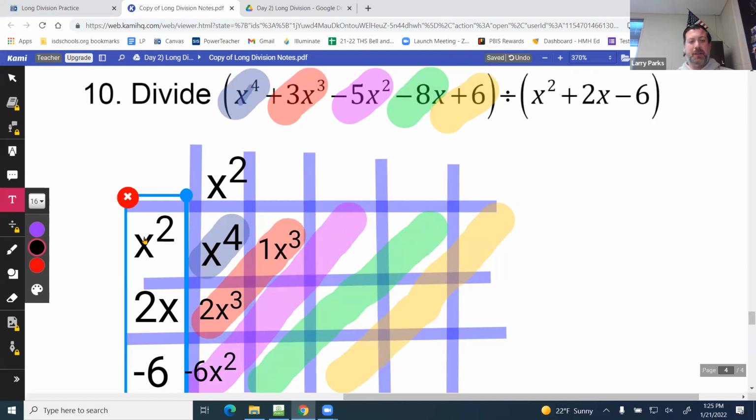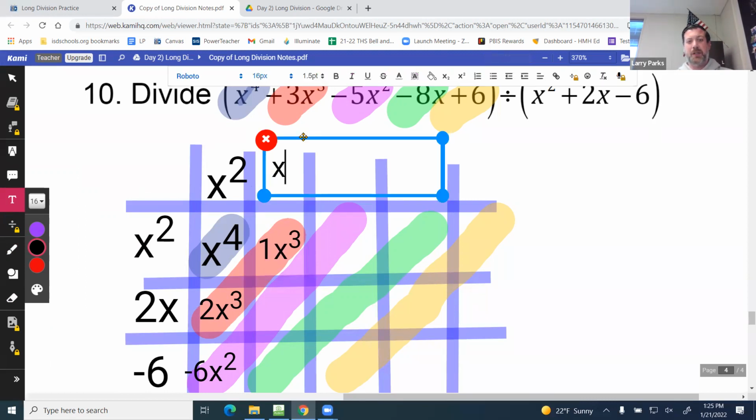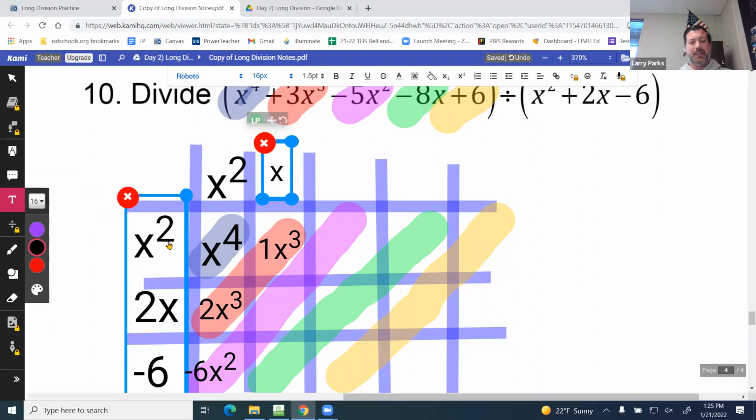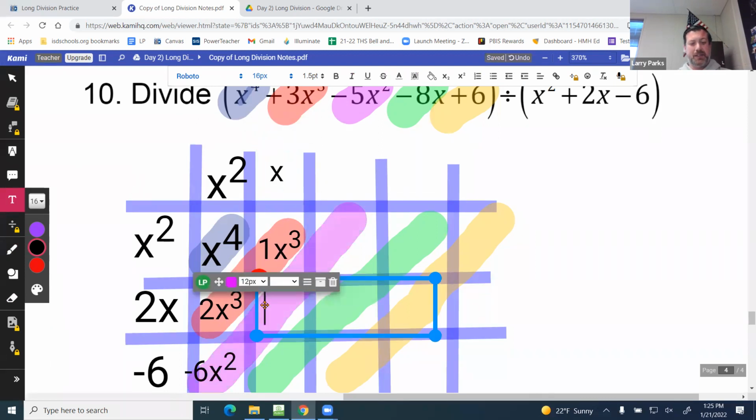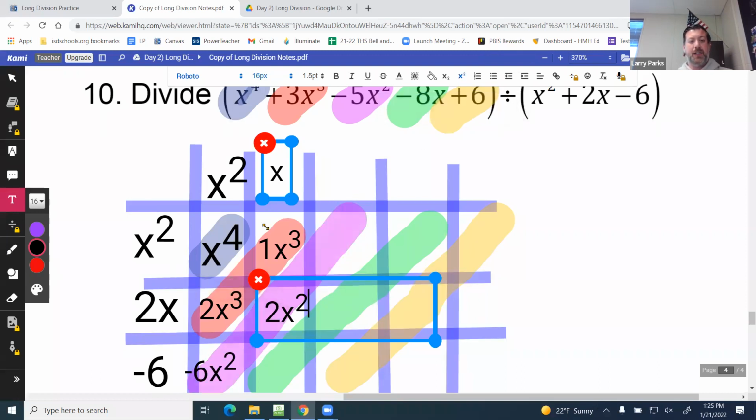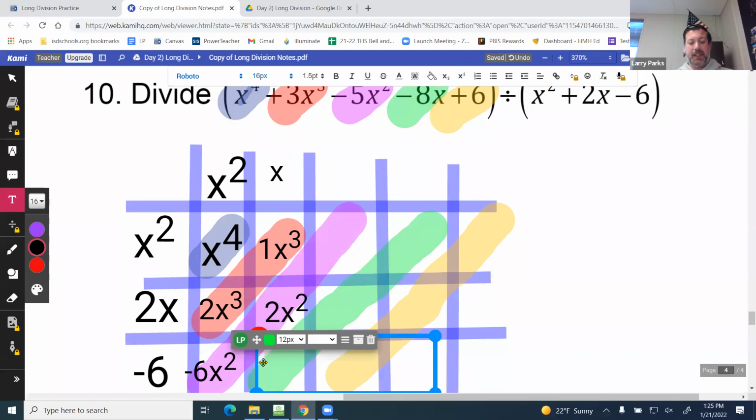How do you get 1x cubed? X squared times what's 1x cubed? That'd be an x. You could put a 1x if you want. And then x times x squared is 1x cubed. X times 2x, that's 2x squared. And x times negative 6 is negative 6x.